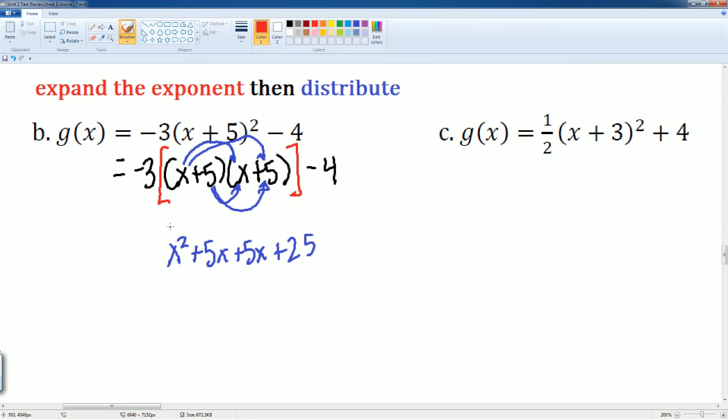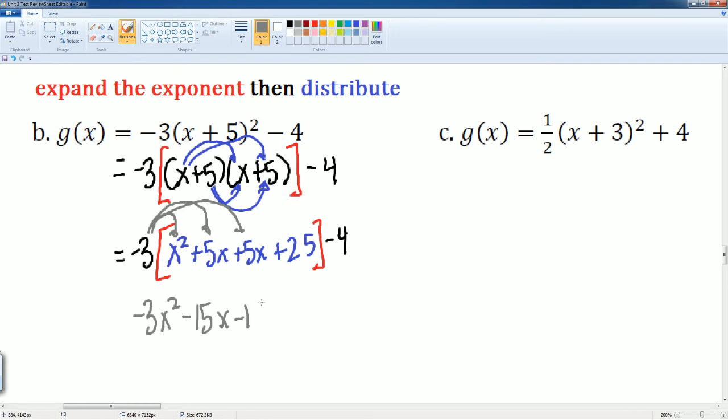Put the red bracket here. Bring down everything. The negative 3 is out in front, and the negative 4 is in the tail. Now we can just distribute. So this gets you a negative 3x squared. The negative 3 times positive 5x gets you negative 15x. Negative 3 times 5x gets you negative 15x. Negative 3 times 25 gets you negative 75. Then bring down that negative 4 out in front.